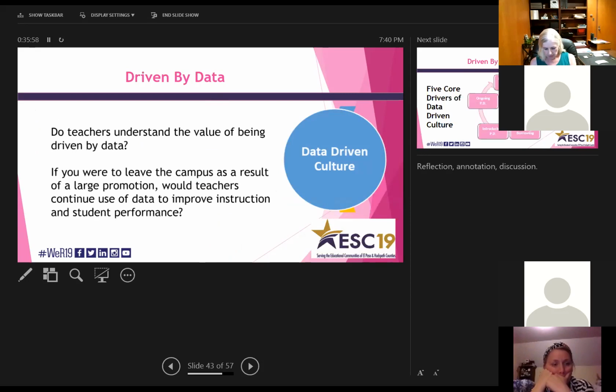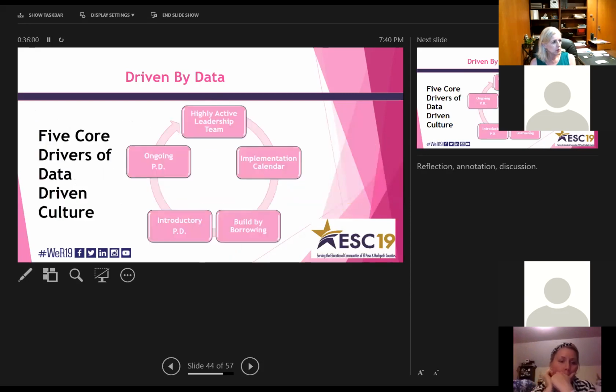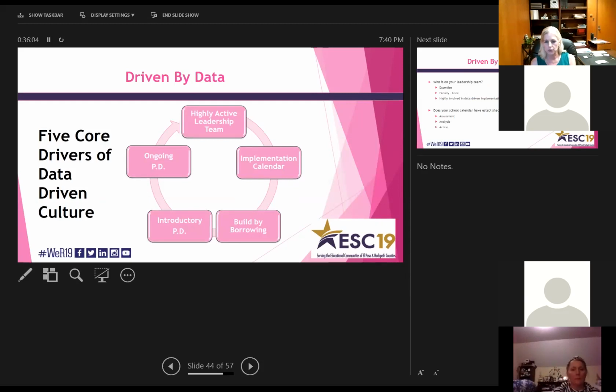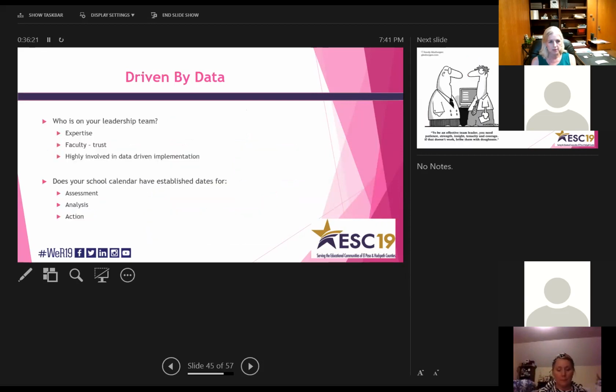Next, it talks about the data-driven culture. So again, it's that whole idea of what does a true data-driven culture look like, and you can see those component pieces. But notice, ongoing PD, leadership involvement, calendars, all those critical elements of really effective planning come into play, but you're talking specifically about data.